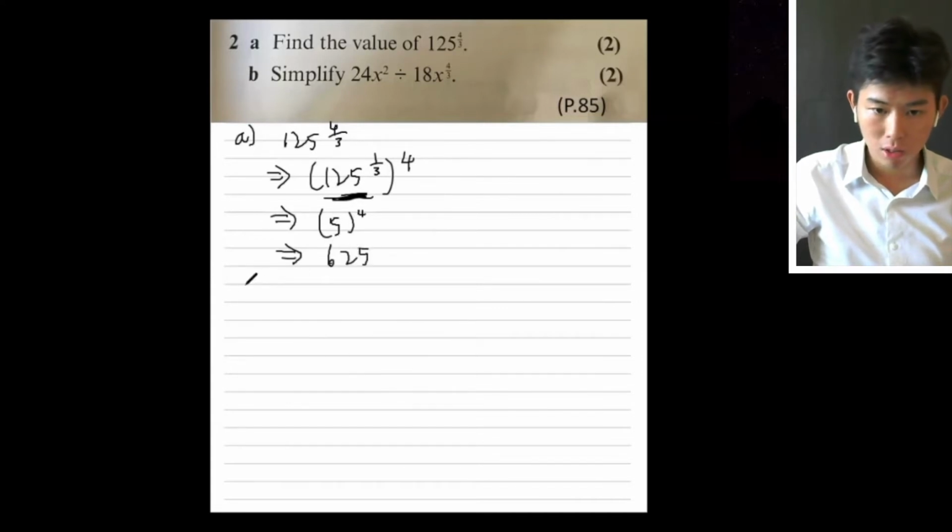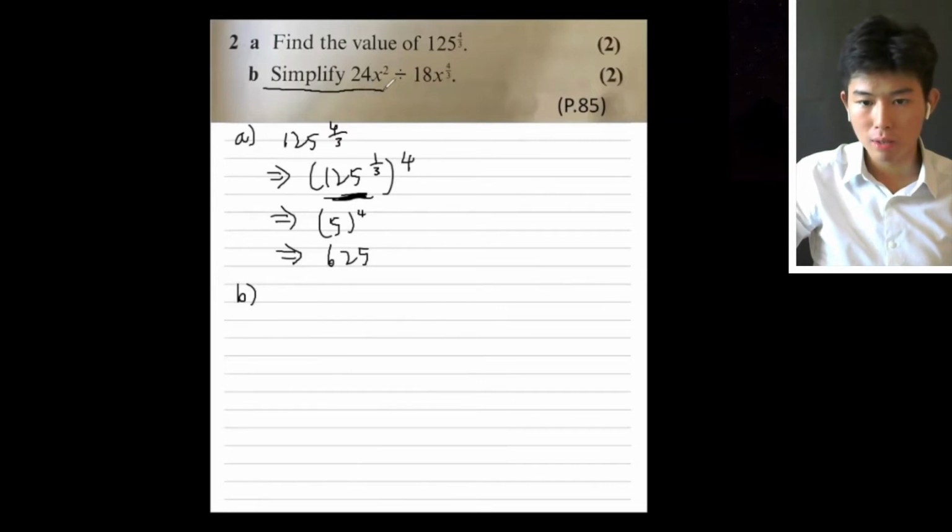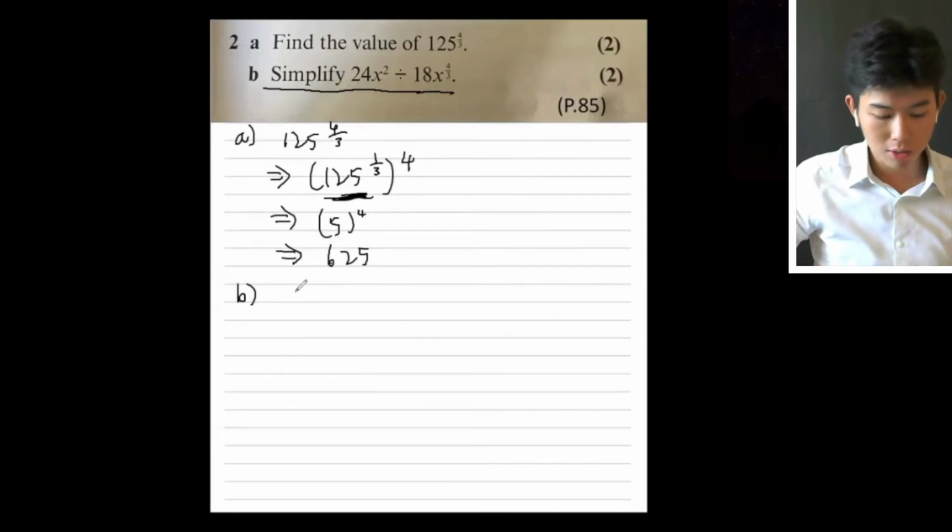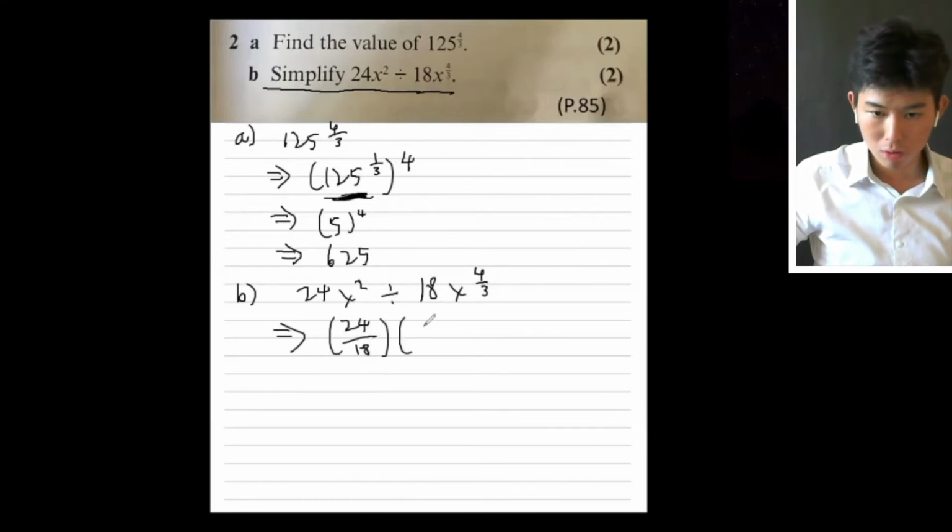625. And for part B, they want me to simplify 24x squared divided by 18x power of 4 over 3. So, first step we have to do is to write down the equation 24x squared divided by 18x power of 4 over 3. The next step would be 24 divided by 18 times x squared over x power of 4 over 3.